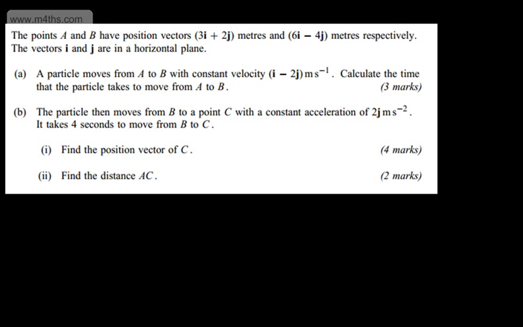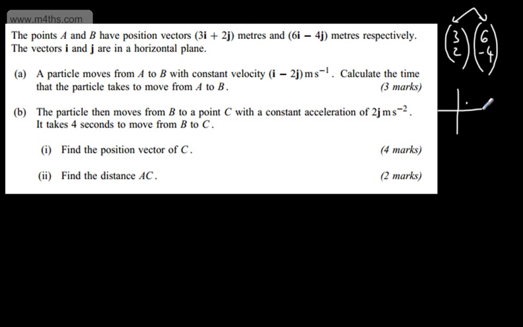Let's just look at this i and j notation. I prefer to write these as column vectors. So we have (3, 2), and we have (6, negative 4). If I wanted to look at this as a velocity vector, remember these are given as position vectors. So if we wanted to draw these up, let's quickly sketch these. (3, 2), we go across 3 and up 2.